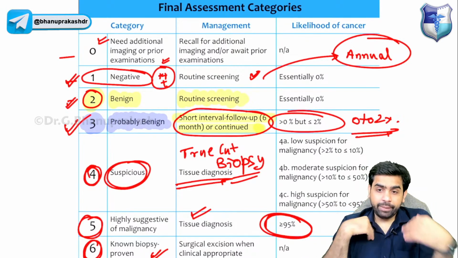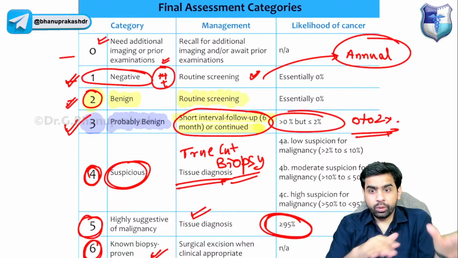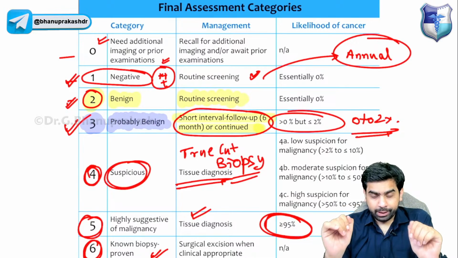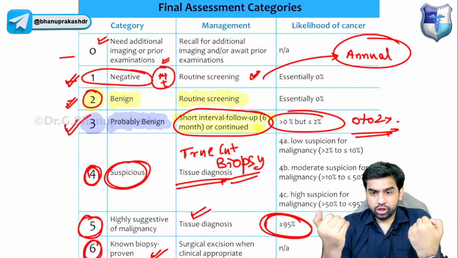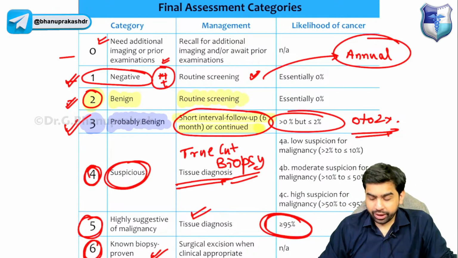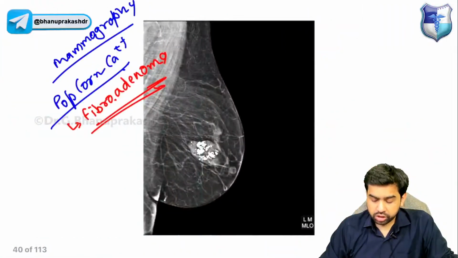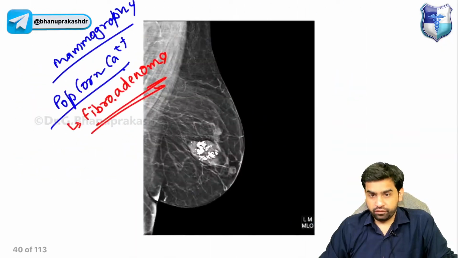What is the BI-RADS 6? BI-RADS 6 is a biopsy proven malignancy. It means that you performed a true cut biopsy and the patient has the report of a malignancy and the patient is coming to you. That is the BI-RADS 6. Okay, I hope you've understood this particular point. So this is all the things about the mammography which you need to understand.